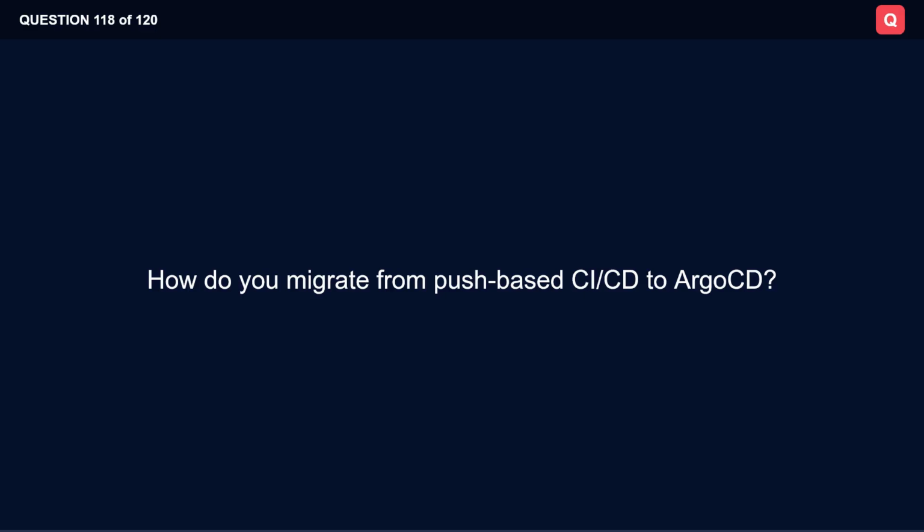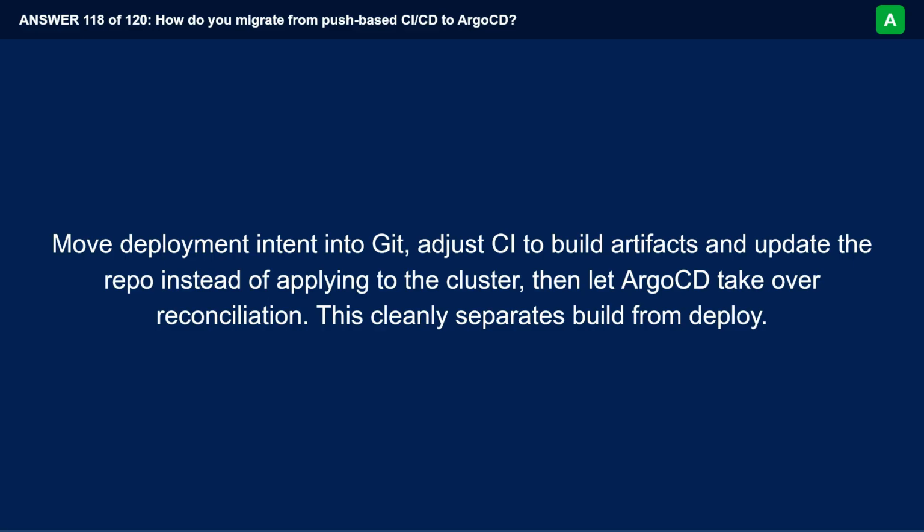How do you migrate from push-based CI/CD to ArgoCD? Move deployment intent into Git. Adjust CI to build artifacts and update the repo instead of applying to the cluster. Then let ArgoCD take over reconciliation. This cleanly separates build from deploy.